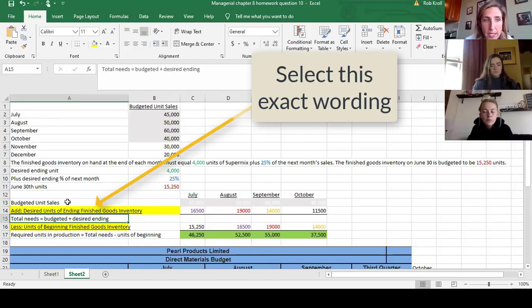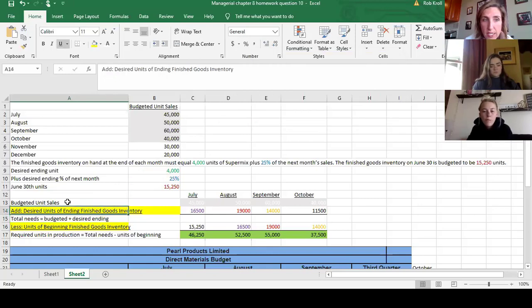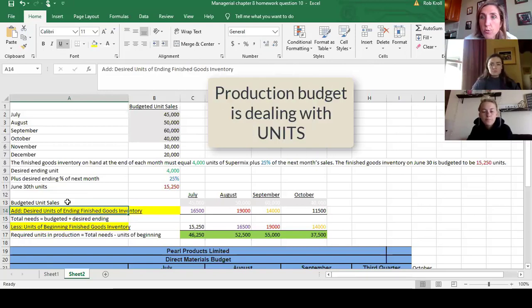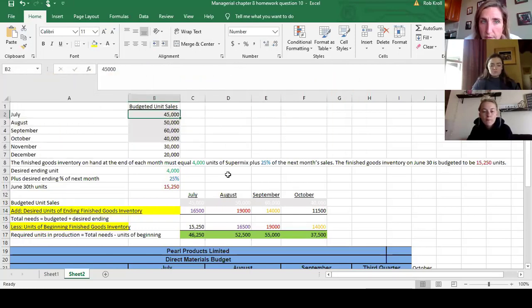Right now, I am adding the desired ending finished goods. Don't select to add the ending raw materials. You have to select add desired ending finished goods. So really what it says is if you plan to sell 45,000 units, you need to have produced at least that much or have that much on hand.